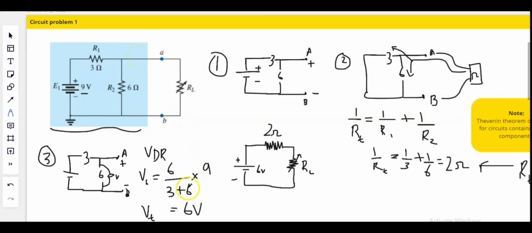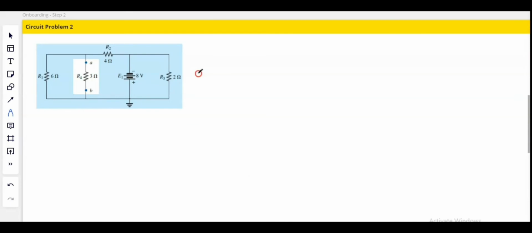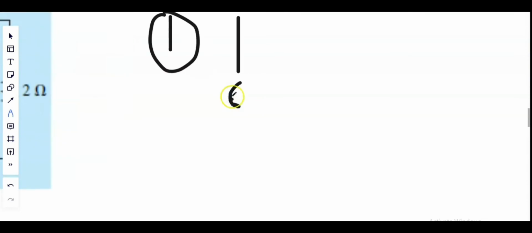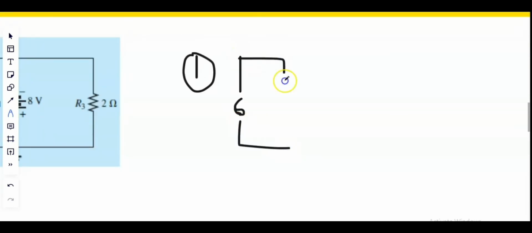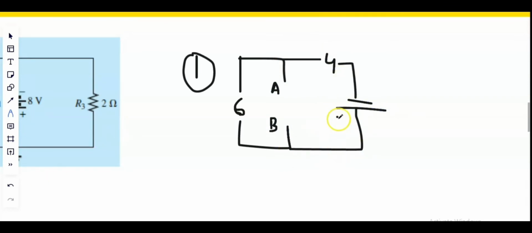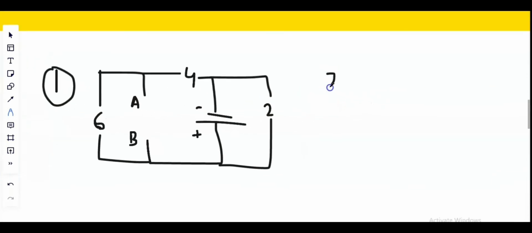Alright then, let's head on to our second problem. We are going to use the same rule for this circuit as well. Same Thevenin's theorem rule. Rule number 1, remove the load resistor. So we are going to redraw the circuit again. A, B, 4. There you go. Now step 2.